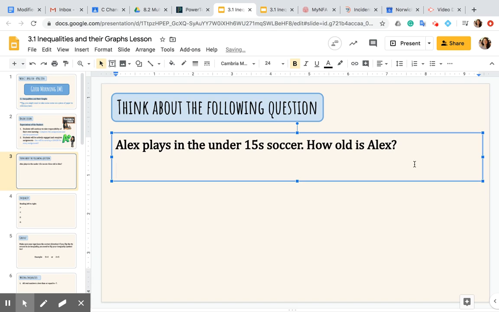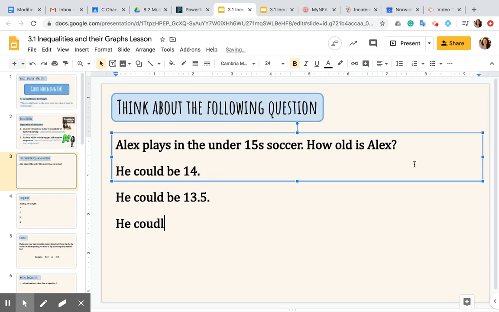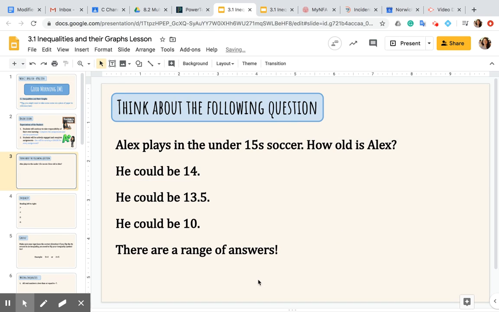He could be 14. He could be 13 and a half. He could be 10. There are a range of answers. Okay, so there's not one specific answer. There's a range of answers.